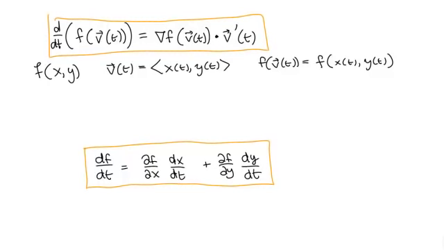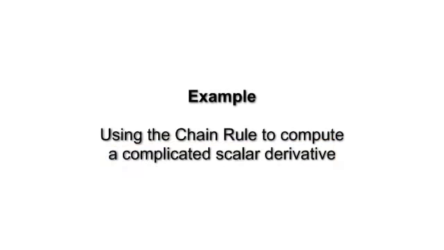Now, what would happen if f was a function of 3 variables instead of 2? How do you think you'd modify this? Well, hopefully you can see what the pattern is. The derivative of f with respect to t is df dx dx dt, plus df dy dy dt, and so the next term should be df dz dz dt. And in fact, this is the 3-variable version of the multivariable chain rule. So let me show you how this version of the chain rule can be used to solve some complicated derivative problems.